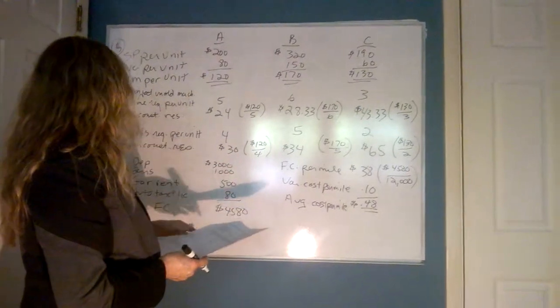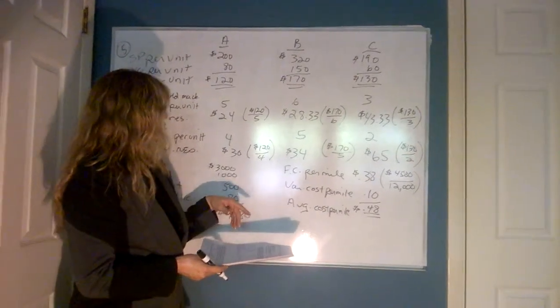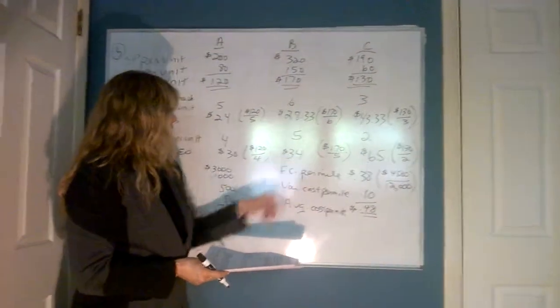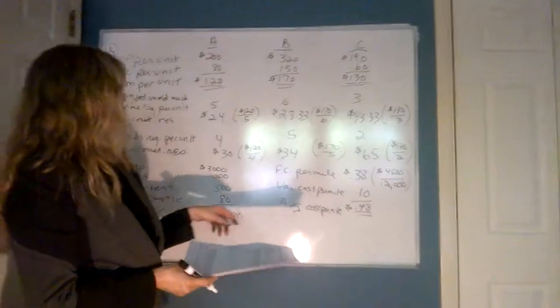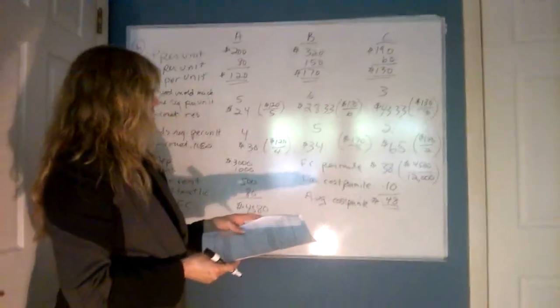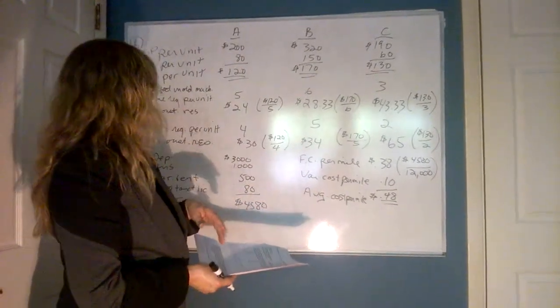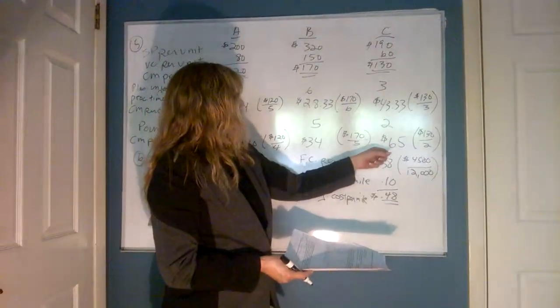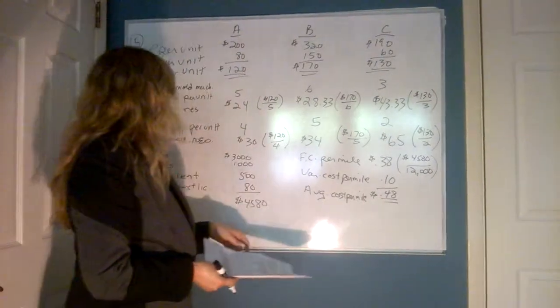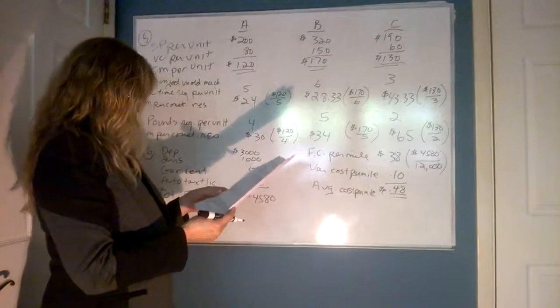So the contribution margin at the constrained resource is 120 divided by 4, $30 for A, 170 divided by 5, $34 for B, and 130 divided by 2, $65 for C. Again, I want to know what's the most profitable at the constrained resource, what's the least profitable. 65, C is the most profitable, and again, for us, 30, A is the least profitable.